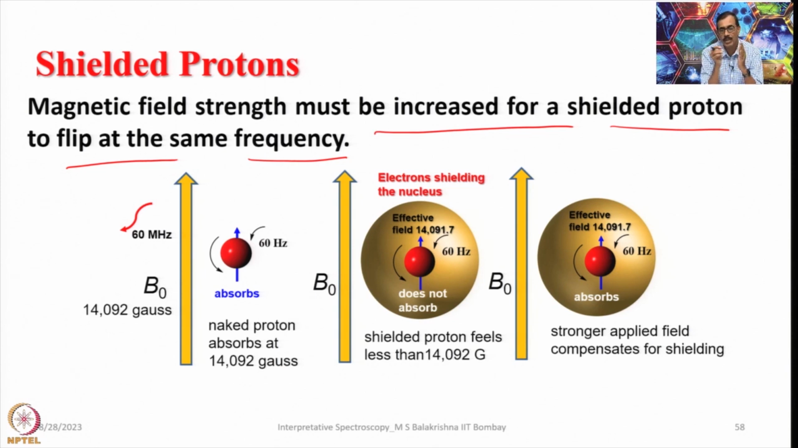That means either we can decrease the frequency of the applied magnetic field, or we can try to balance the applied magnetic field strength to make it what it was before the opposing magnetic field was generated. So two ways are there. So electrons shield the nucleus. Here the electrons shield the nucleus, and the shielded proton feels less than 14,000 Gauss, and a stronger applied field compensates for shielding. That means either you increase the field applied, or you decrease the Larmor frequency we use to flip the nucleus.